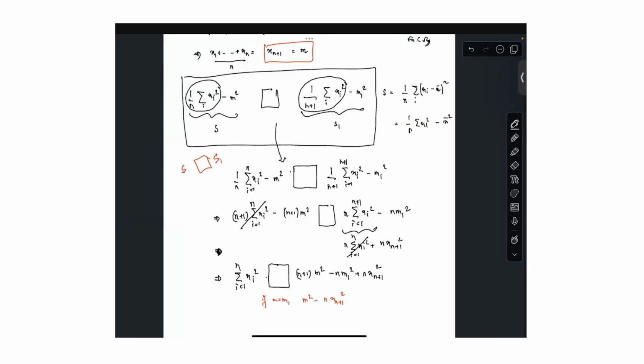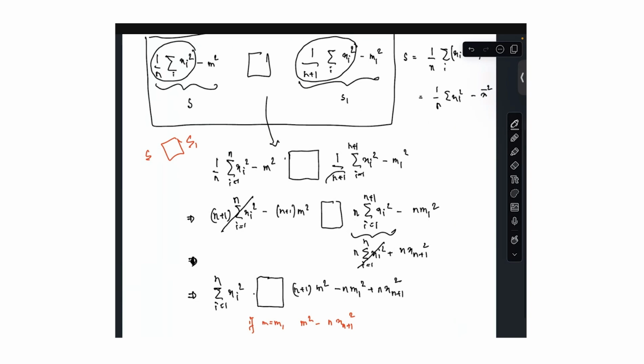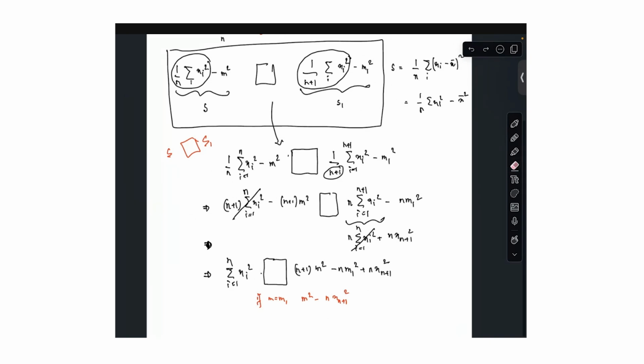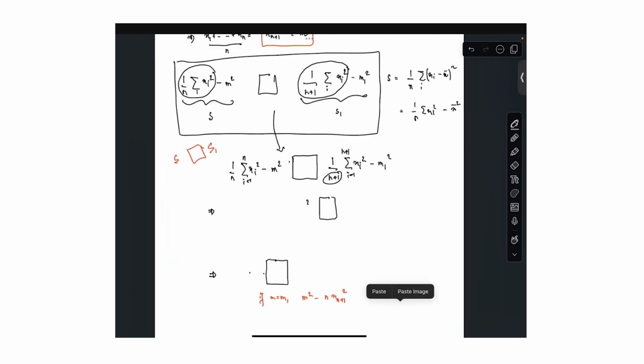Okay, I see where I've made the mistake. The mistake is here: this n plus 1 should also be here, and this n should also be here. So let's recalculate this. So we take the mean m here. So it's the summation of xi square minus n m square. And the n plus 1 is coming from that side.